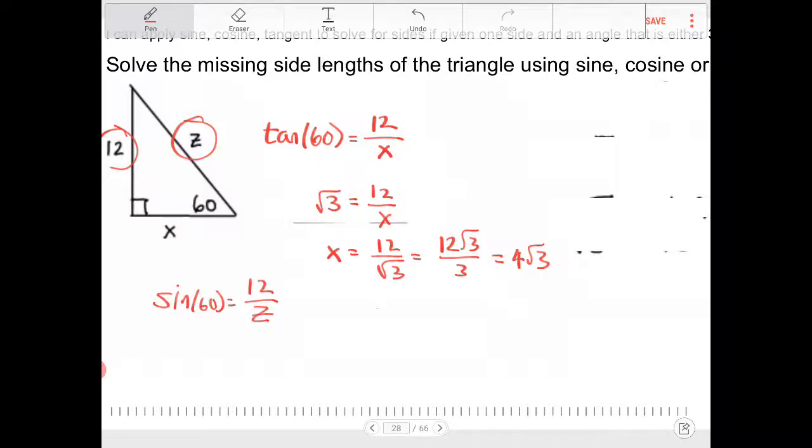And what exactly is sine 60? Sine 60 is equal to radical 3 over 2. So therefore, now I can solve for z. To solve for z, I'm going to cross multiply. I end up with 24 is equal to z radical 3. Then dividing both sides by radical 3, I end up with z is equal to 24 over radical 3. Then I've got to rationalize, so I multiply both the numerator and denominator by radical 3. I end up with 24 radical 3 over 3, which then becomes 8 radical 3.